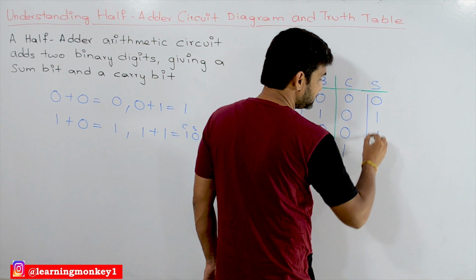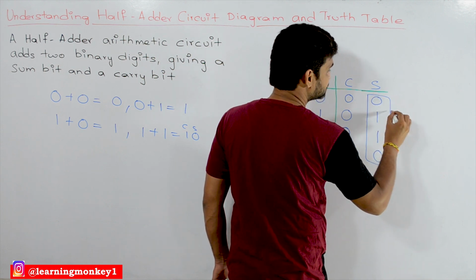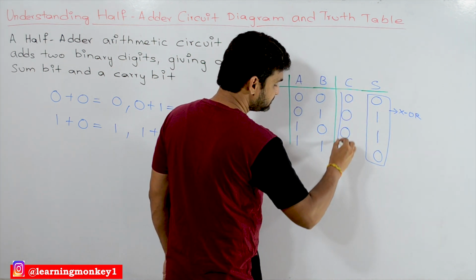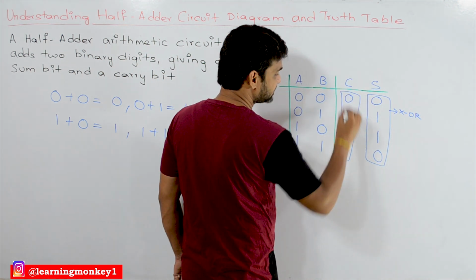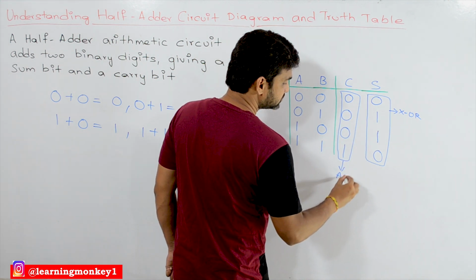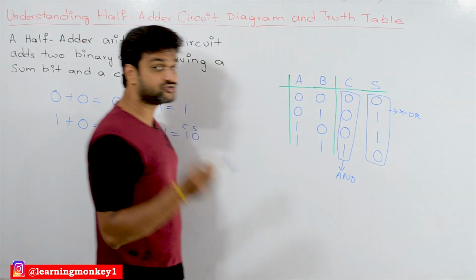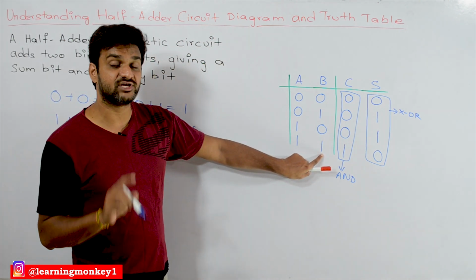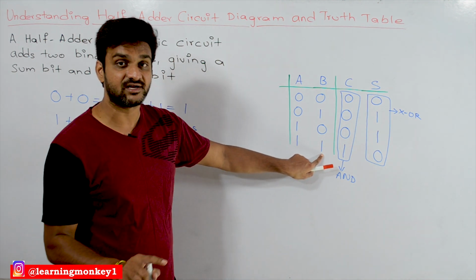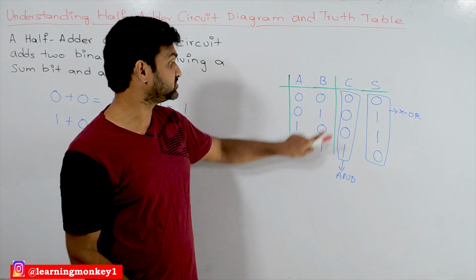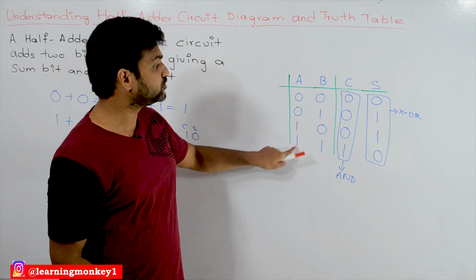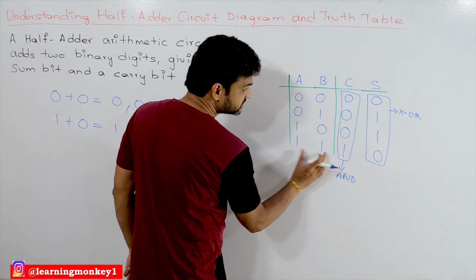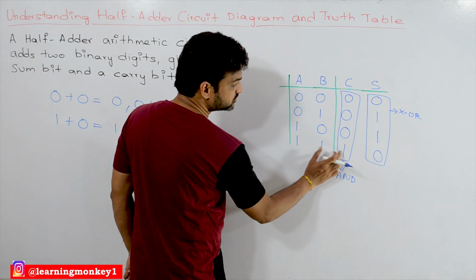So the sum is resembling an XOR gate. And if you closely observe, the carry is resembling an AND gate. So what is an AND gate? An AND gate produces an output of 1 when every value of the input is 1. Because we have two inputs, we are going to produce an output of 1 whenever both the inputs are 1.